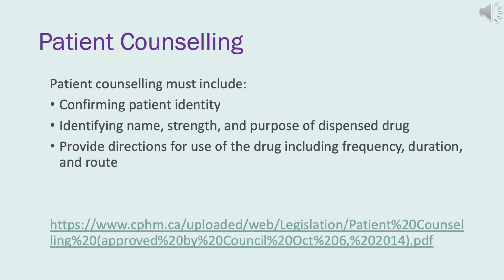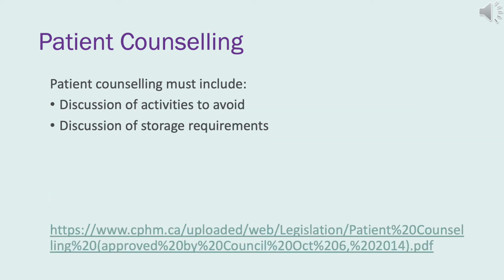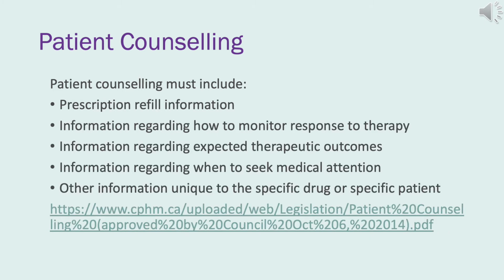During patient counseling, pharmacists must confirm patient identity, identify the name, strength, and purpose of the drug, and give directions for use, including frequency, duration, and route. Identify the importance of adherence and what to do if doses are missed, as well as discuss common adverse effects, drug and food interactions, and contraindications, including how to avoid these and what to do if they occur. Patient counseling must also include a discussion of activities to avoid and storage requirements. You must also provide information about refills, monitoring response to therapy, expected outcomes, when to seek medical attention, and any other information unique to the drug or patient.